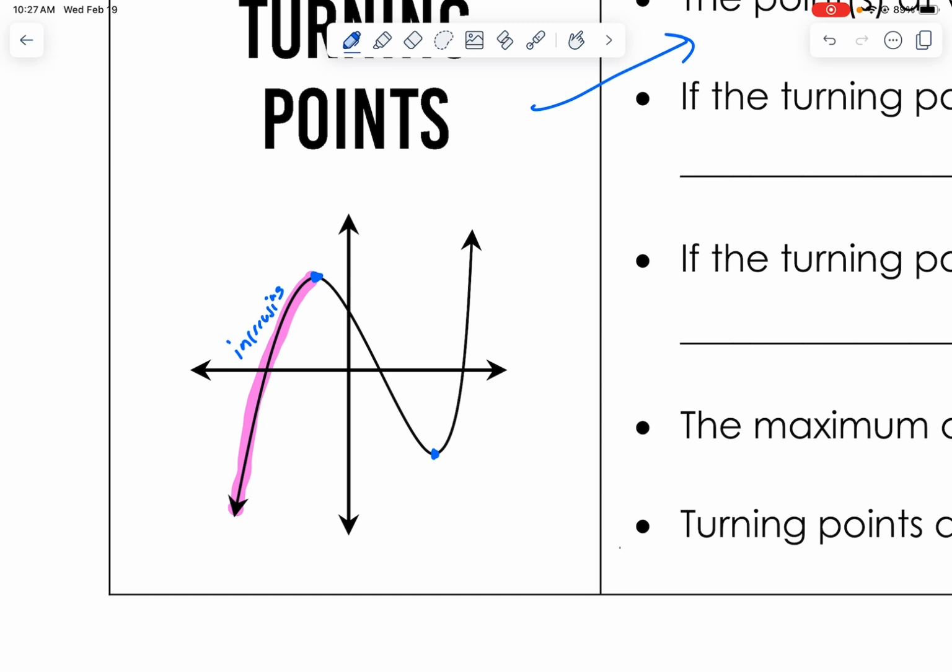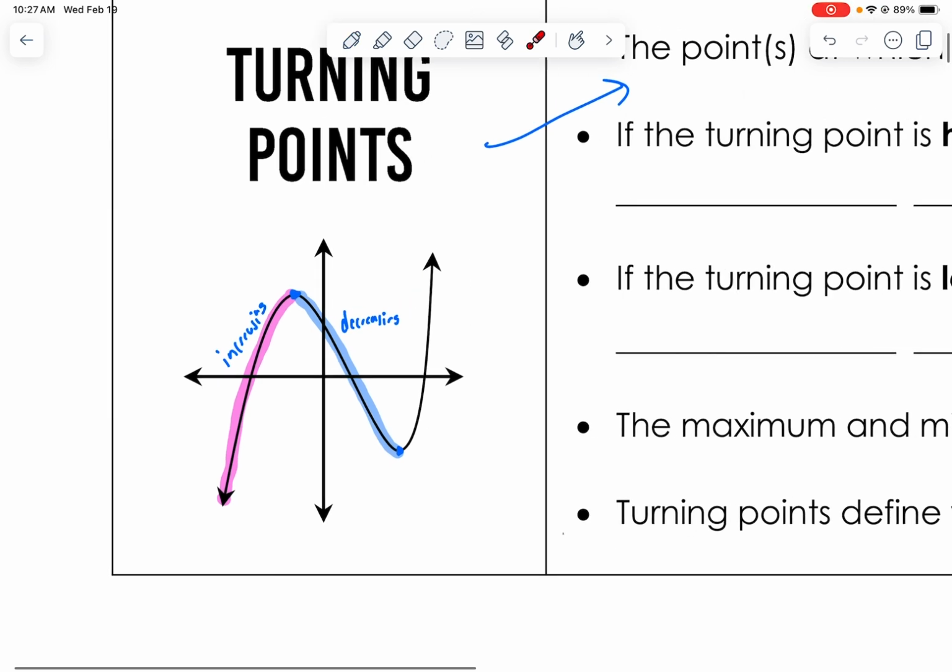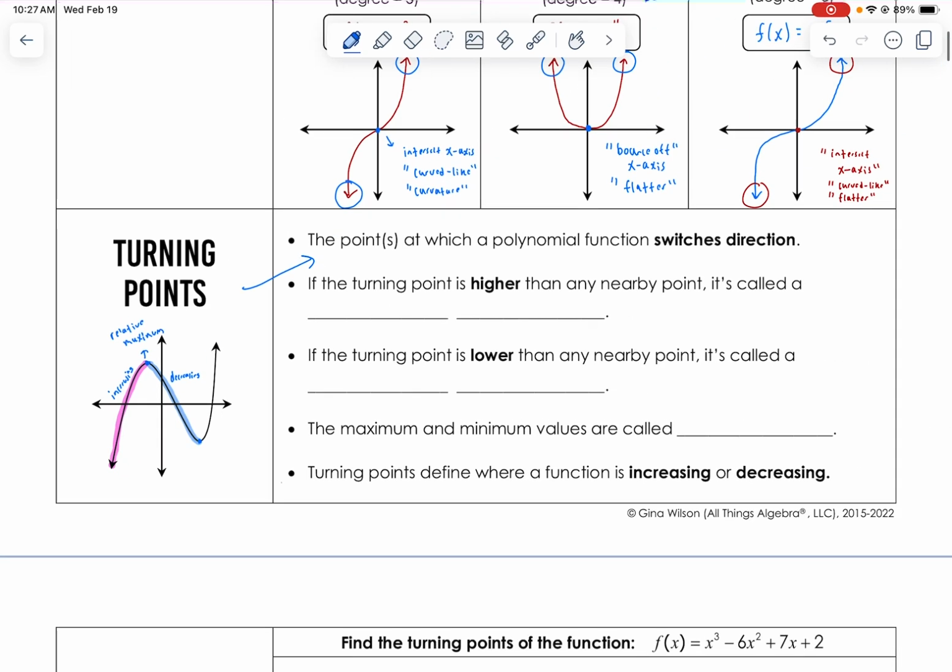We're increasing. And then after that, it starts to decrease, decrease, decrease, up until the other point. So when the function changes from increasing to decreasing, we'll call this point a relative maximum. So here, we'll fill this in. We'll call that a relative maximum.